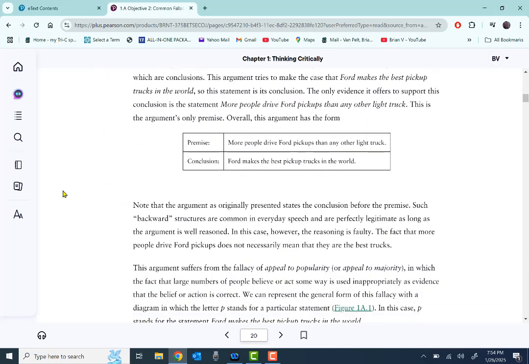So we're going to be looking at things like this a lot. Premise and conclusion. Premises are the assumptions that you make or the facts that you pull up, and the conclusion is what the premises support. So let's take a look at the premise here.